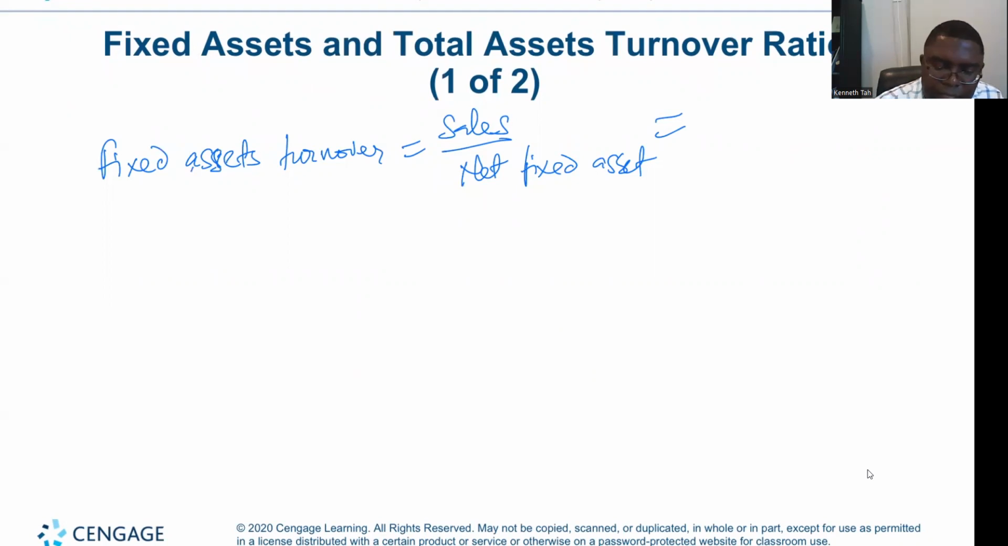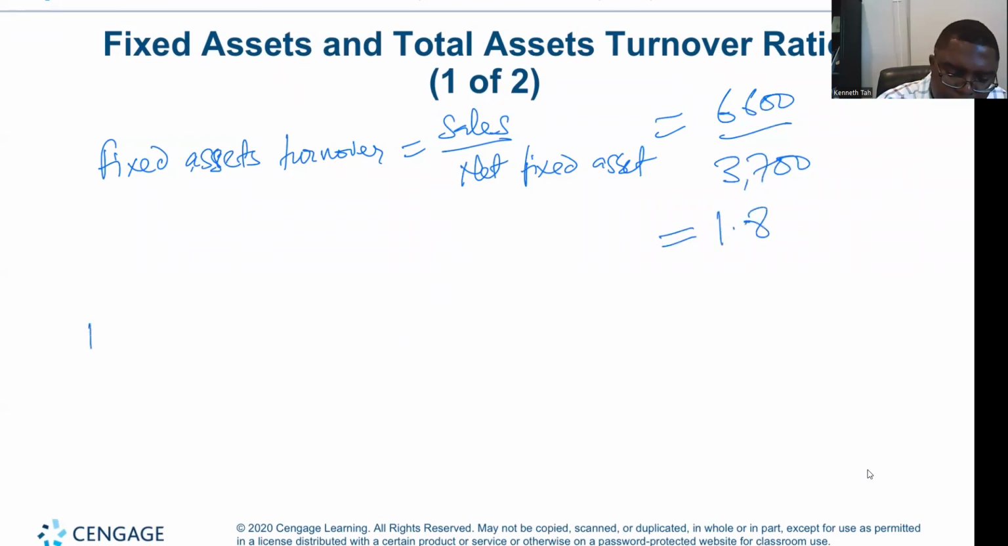Again, we go to the financial statement. Sales is 6,600 divided by net fixed assets. Net fixed assets is 3,700. So that implies the fixed asset turnover is going to be 1.8. We also can calculate the next ratio, which is total asset turnover.